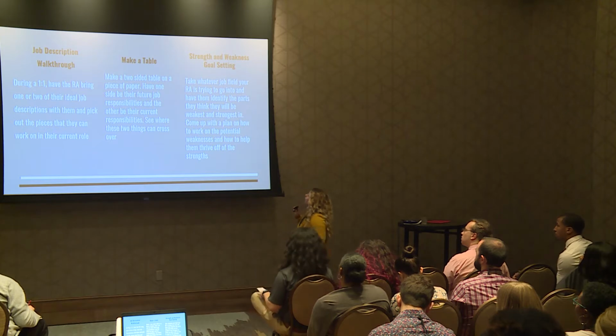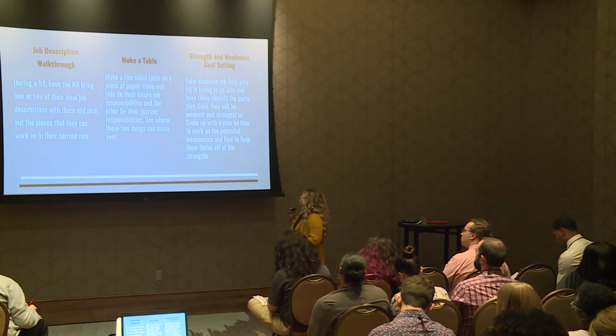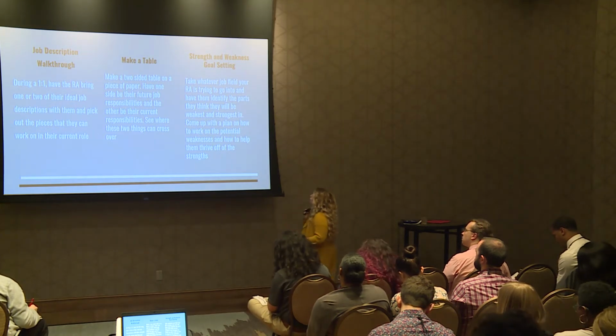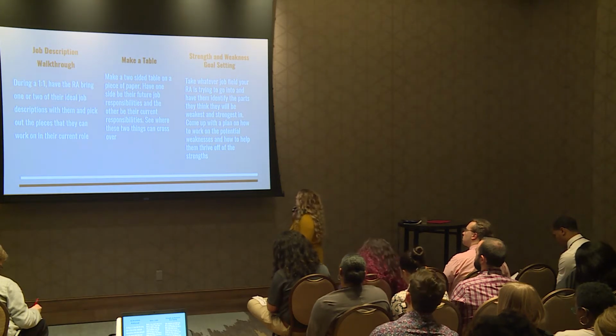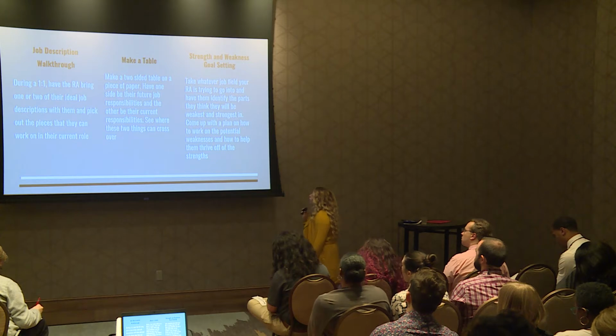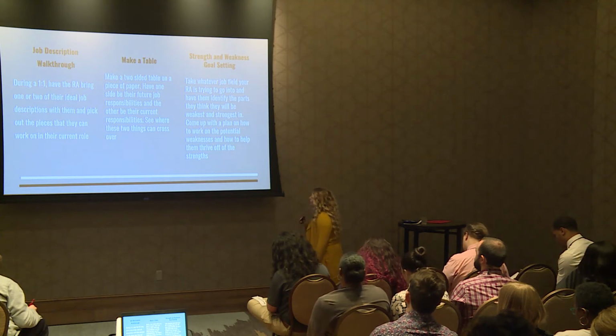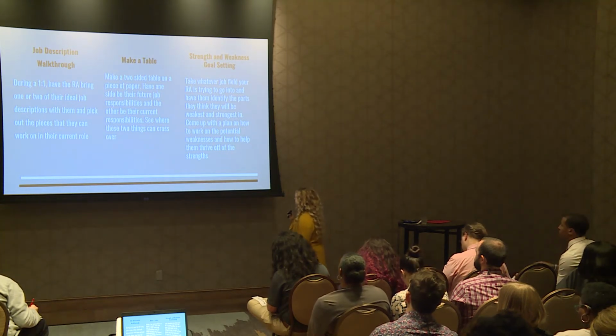Another helpful one that I found is strengths and weakness goal setting. So take whatever job field your RA is trying to go into and have them identify the parts that they think will be their strongest and weakest. Then come up with a plan on how to work on the potential weaknesses and how to help them thrive off of the strengths.